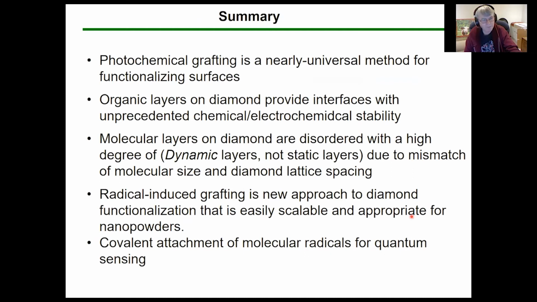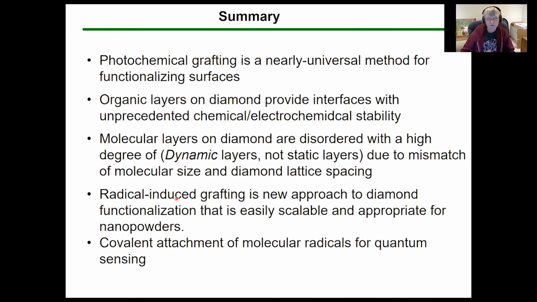Okay, so with that, I'll just wrap up. What I hope I've shown you is that this photochemical grafting, which has been a mainstay for us for a number of years, works really well. We like it because it provides unprecedented chemical and electrochemical stability. One thing that's really important to remember, especially if you're making connection to other kinds of molecular layers, is that molecular layers are disordered and have a high degree of conformational flexibility. That is an intrinsic result of the mismatch between the size of a molecule and the spacing between diamond lattice sites.